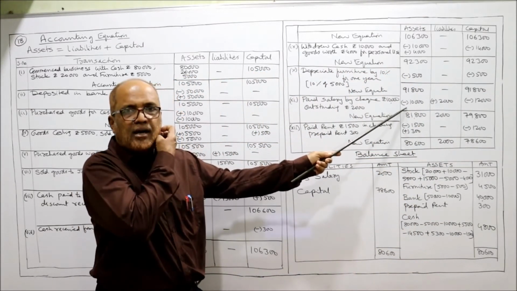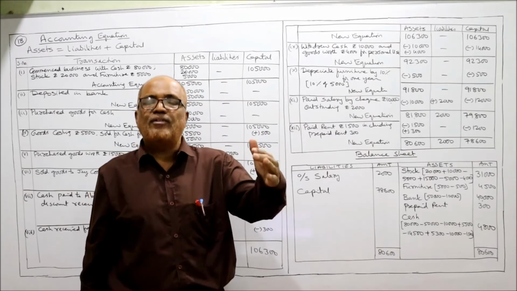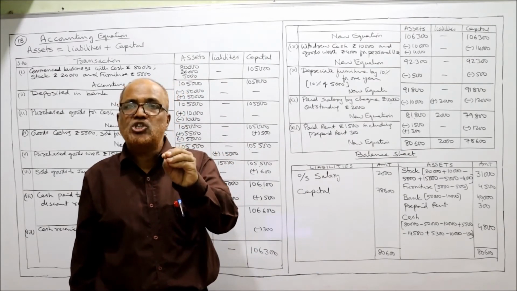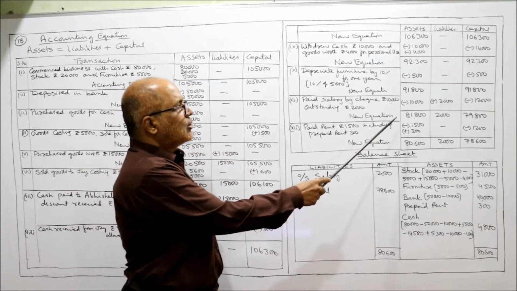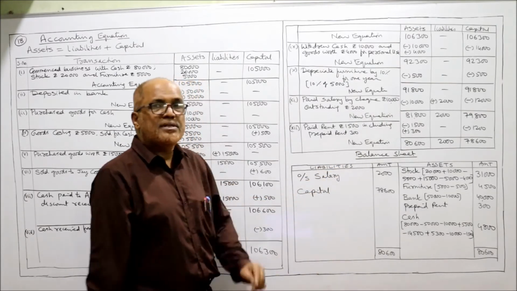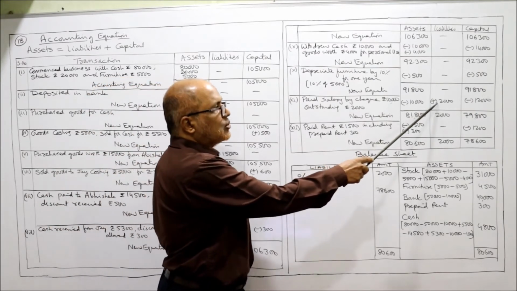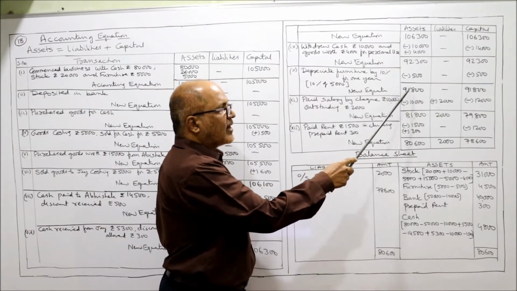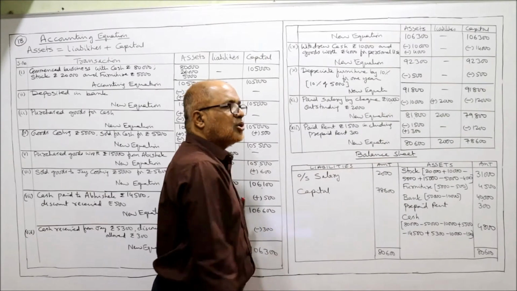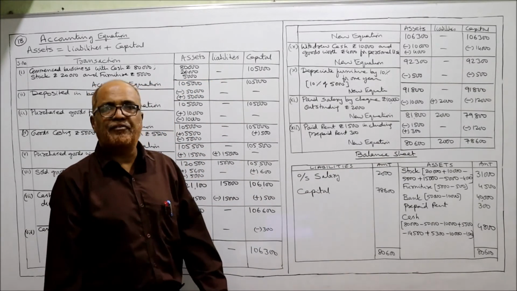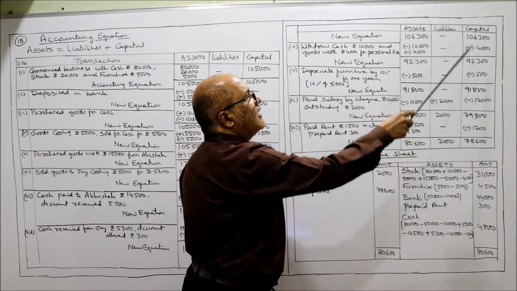And how much paid salary by check? 10,000. So 10,000 rupees check we are issuing, so our bank balance will decrease by 10,000. So minus 10,000 here. And 2,000 rupees outstanding salary is a liability, so on the liability side 2,000. The total 12,000 rupees salary will be deducted from capital. So 81,800 is the new assets, 2,000 rupees liability, and 79,800 is the capital.